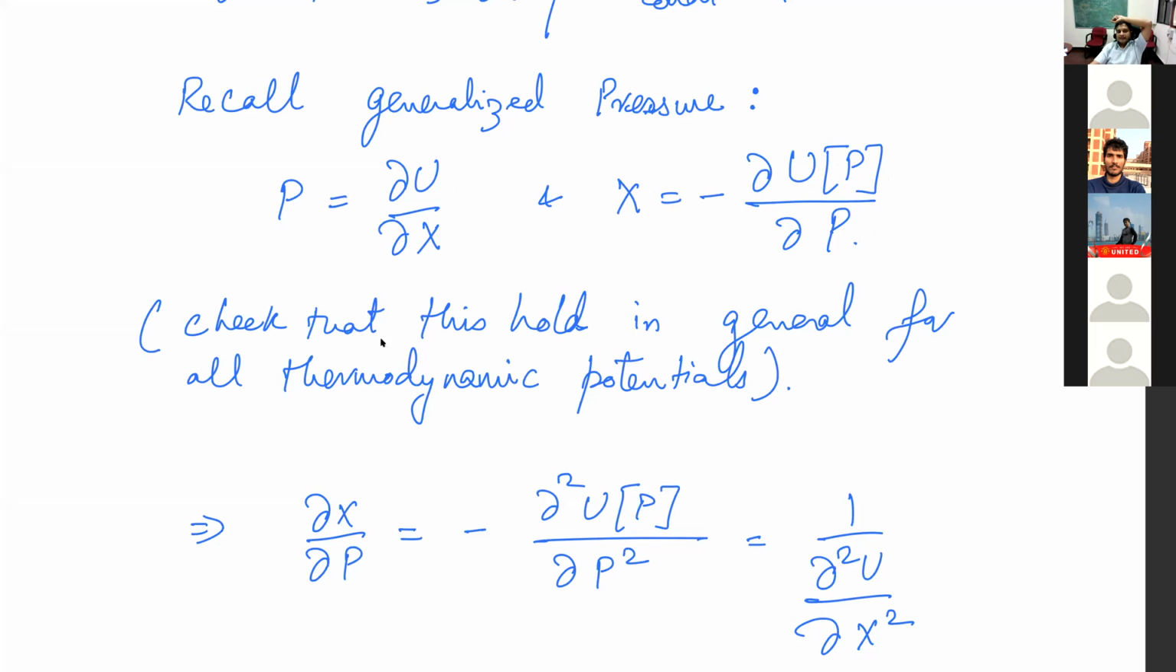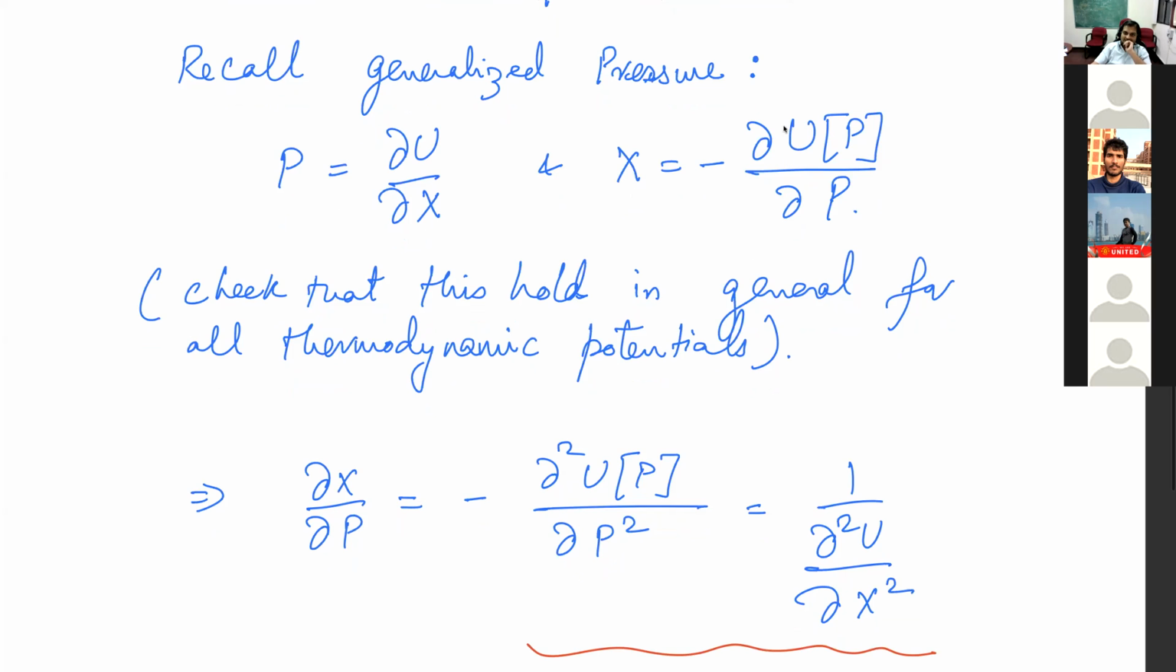Okay, and you can easily check that this holds for all the three thermodynamic potentials that we had defined. Or it's just easy to see from the general principle that U of P, in most general form, is U, the internal energy, minus P times capital X. So if you start from this, then you will immediately be able to see that these two relations are correct.